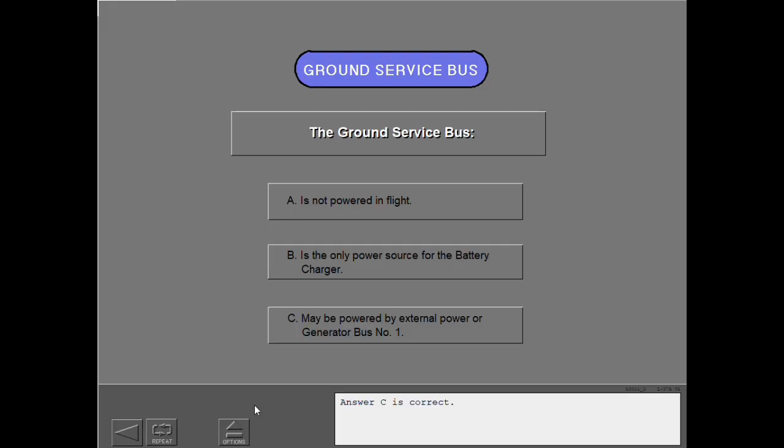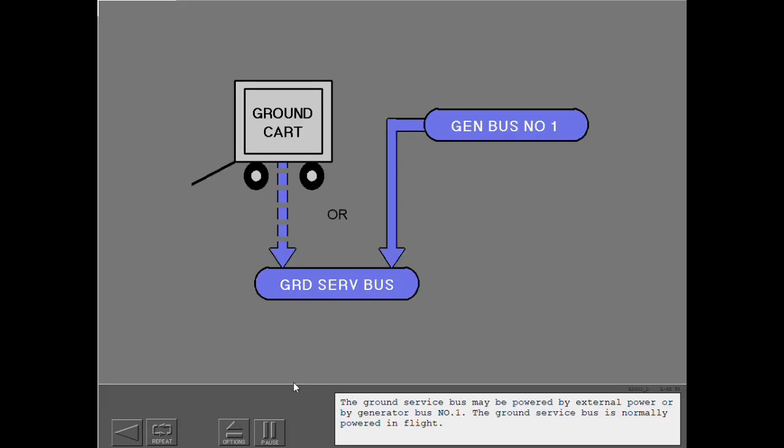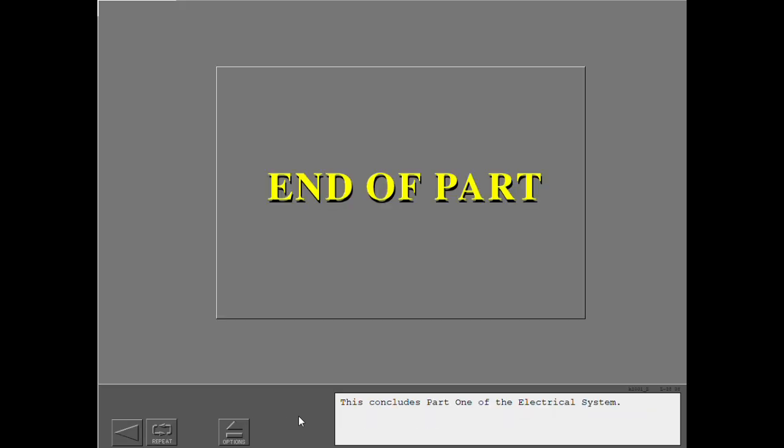Answer C is correct. The ground service bus may be powered by external power or by generator bus number 1. The ground service bus is normally powered in flight. This concludes Part 1 of the electrical system.